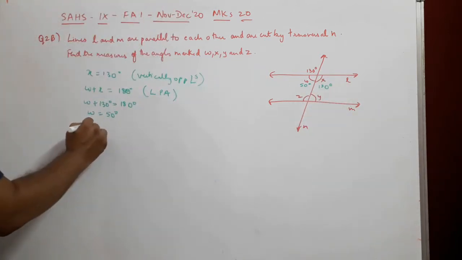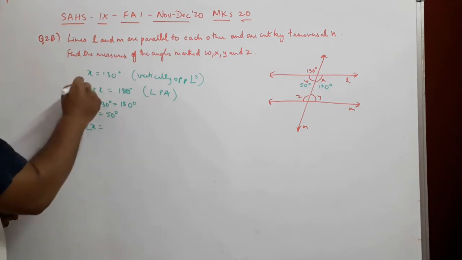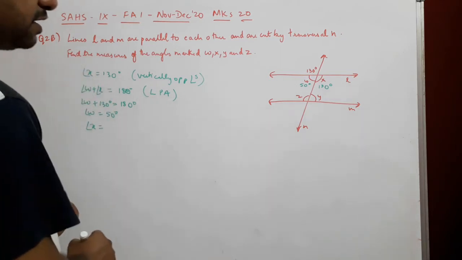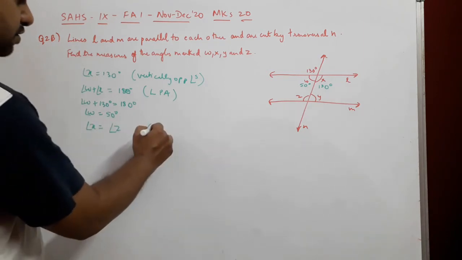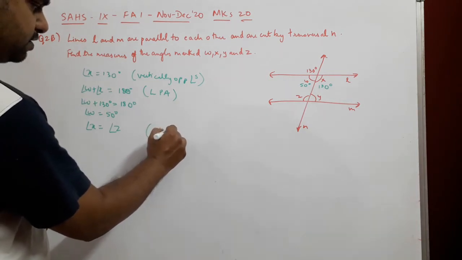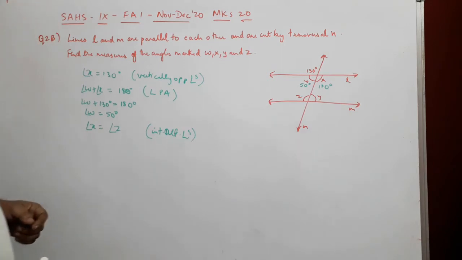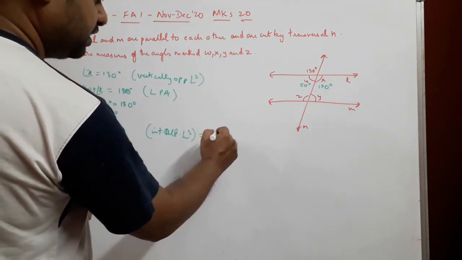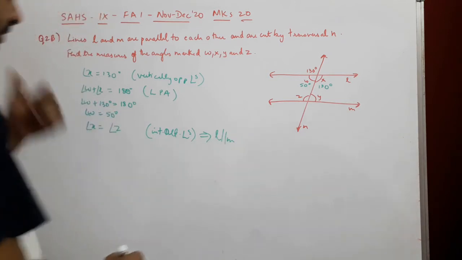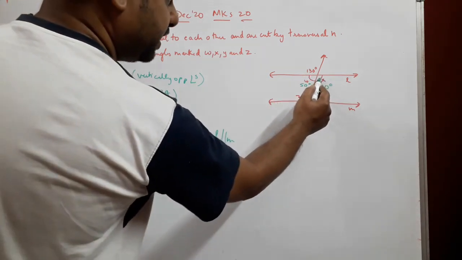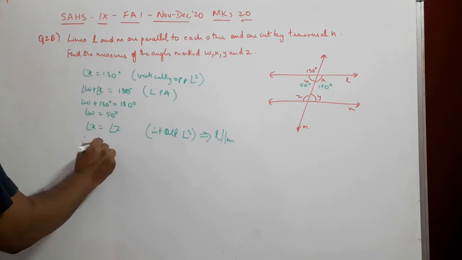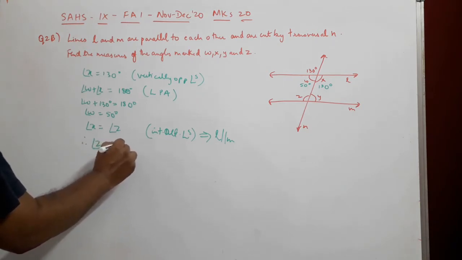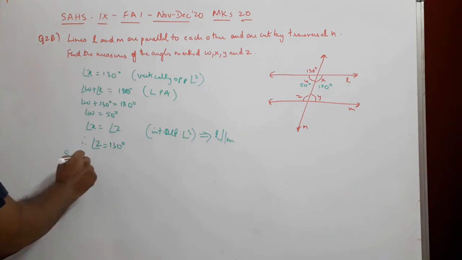Now we can take angle X equal to angle Z, and why is this? Because they are interior alternate angles. Why are they alternate? Because you know that L is parallel to M. So these are interior alternate angles, and therefore you can say angle Z is equal to 130 degrees.